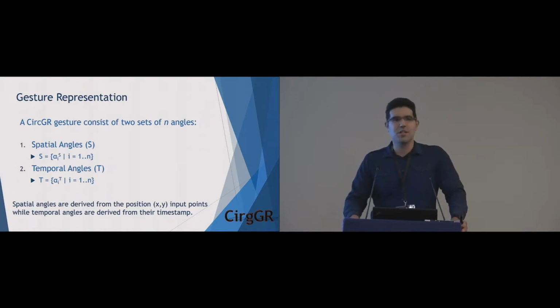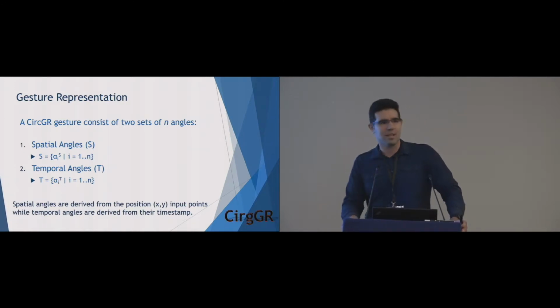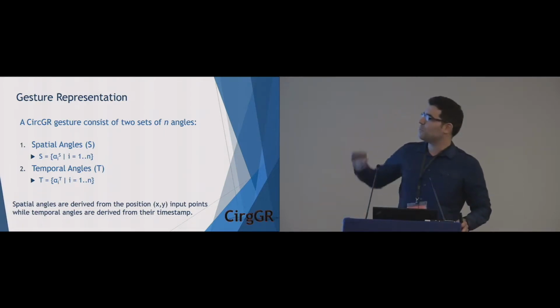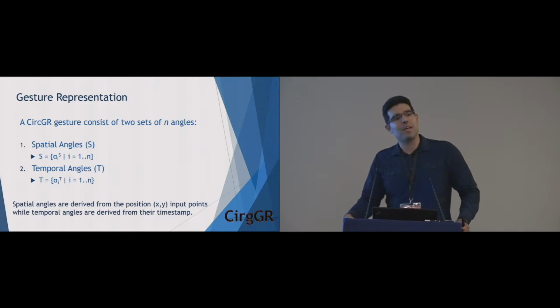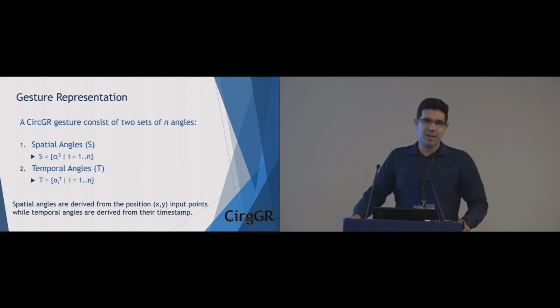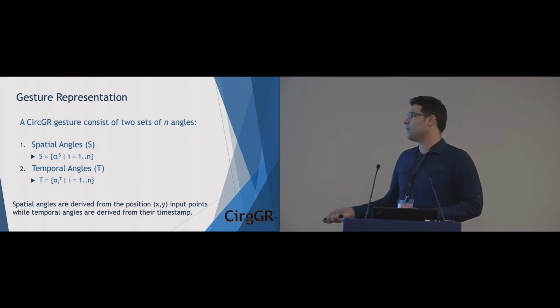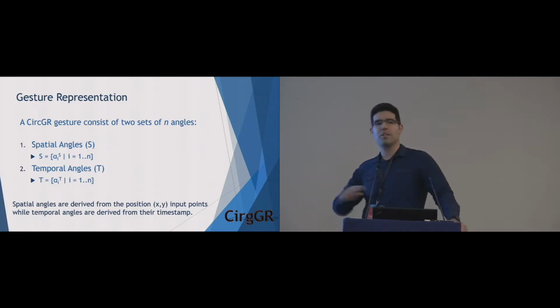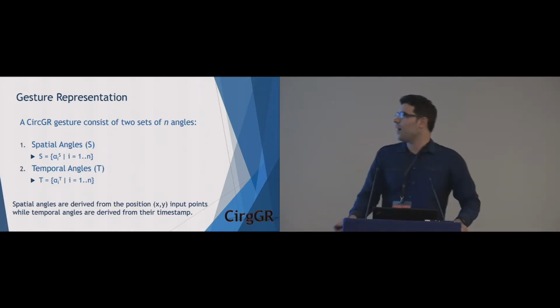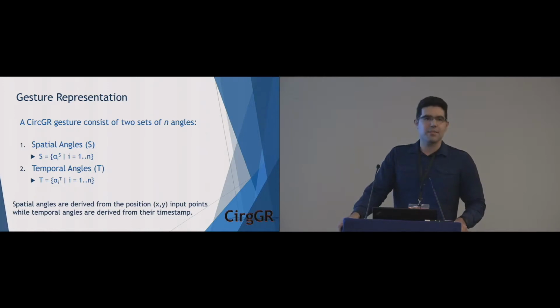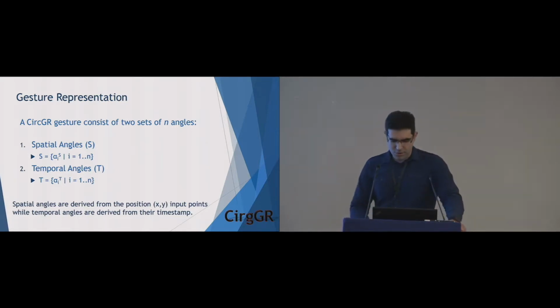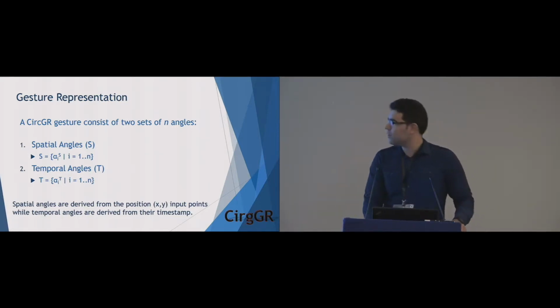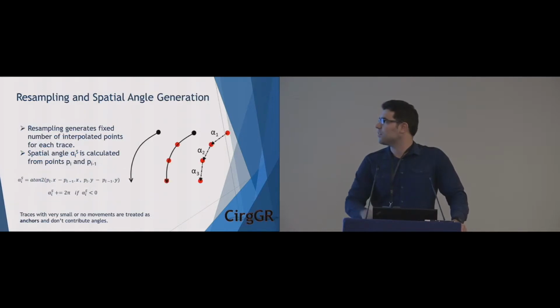In CircGR, a gesture is essentially just two sets of angles. And angles are almost like scalar values. You don't need complicated data structures. You have a set of spatial angles which represent the spatial properties of the gesture and are derived from the input points of the traces that are input. And we have temporal angles which represent the temporal properties of the gesture and are derived from the timestamps of the input points. And both of them together are used in classification. And this is all you need to know to represent a gesture in CircGR.